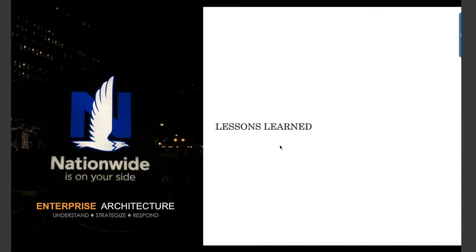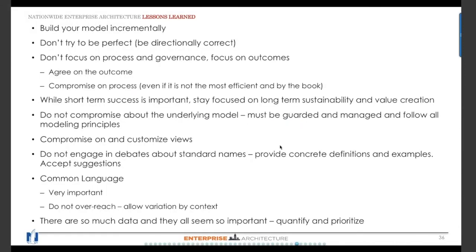Okay, so let's talk about a few things that we learned over the process. One of the first things we learned is to build the model incrementally. If you don't have a model in place right now, build it incrementally, and utilize any data that you may or may not have. Take advantage of your operational data sources or any other data source. It may not be perfect, but it may give you a really good start.